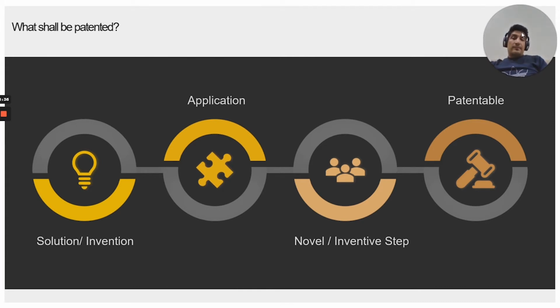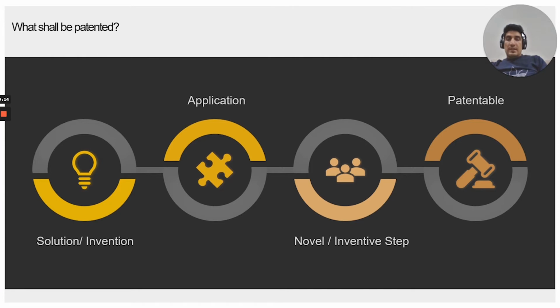What can be patented? You made a product by copying someone. Can you patent it? No. There is no problem that you're trying to solve. You just came up with a fact that this can be done. It can be novel, but is it solving any problem? If yes, then it will have industrial applicability. If no, there is no industrial applicability, so there is no solution, so there is no invention. So the first criterion for any idea to be patented is invention or solution to something.